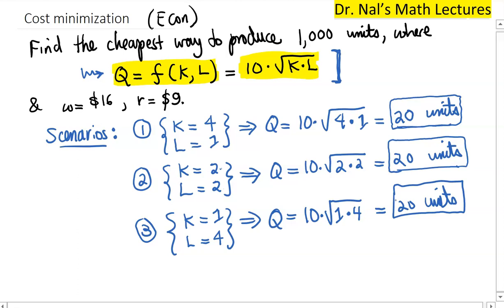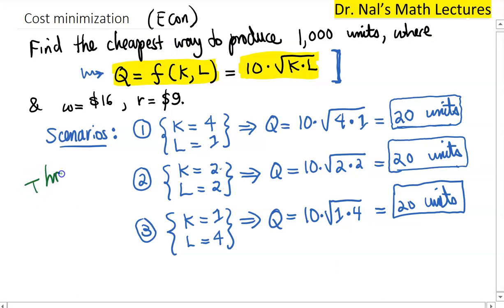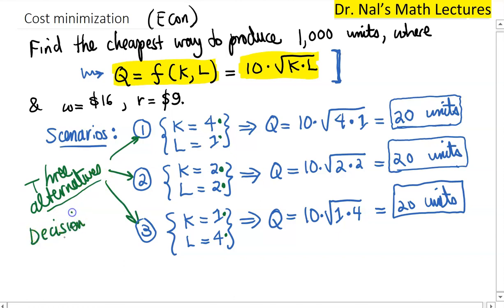But pretend for a minute that these are the 3 available alternatives in front of us, right? So these are the 3 alternatives. Let me make note of that. You are the manager and you have the 3 alternatives of producing 20 units. Which of these 3 alternatives would you pick? Would you like to produce 20 units by combining 4 machine hours with 1 labor hour? Or would you rather prefer to combine 2 machine hours with 2 labor hours, or 1 machine hour with 4 labor hours to come up with those 20 units? So how will we decide? Decision. It's a managerial decision that needs to be made.